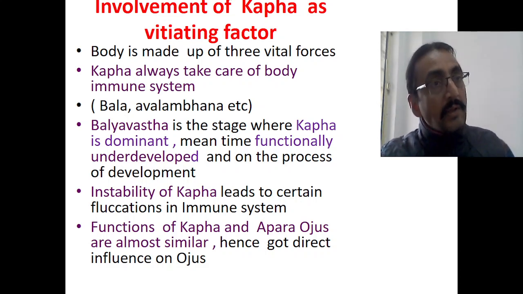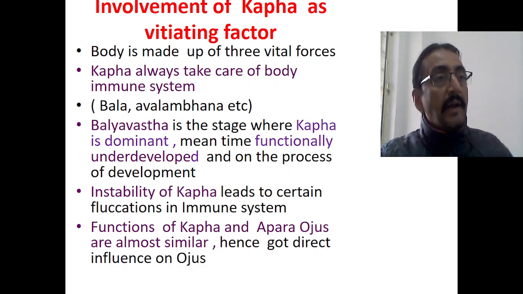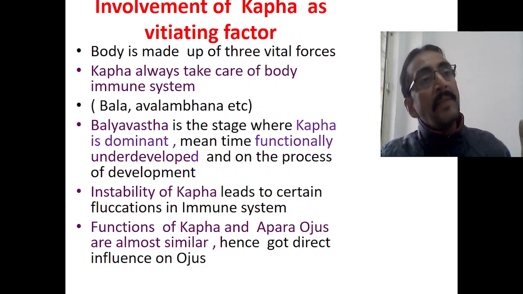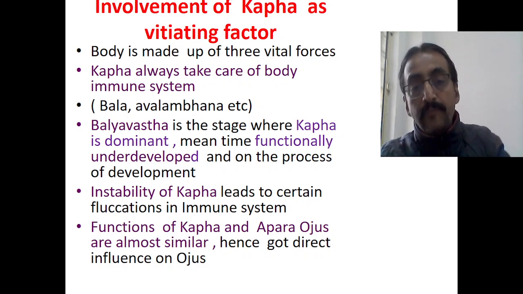So we can conclude that when we talk about immunity in Ayurveda, two things we have to consider: one is kapha and another one is ojas. In ojas, again, we have to look into ojo kshaya, vyapat, and visramsa, just like hypoimmunity, hyperimmunity, and deranged immunity.